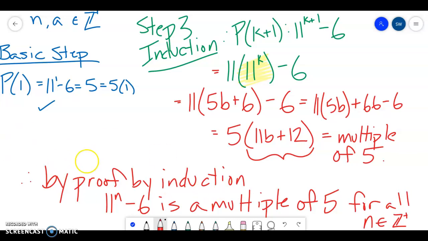And this last step just rounds out the proof. You always restate your claim using a therefore statement. IB wants this claim in it as well, so get in the habit of writing it down.